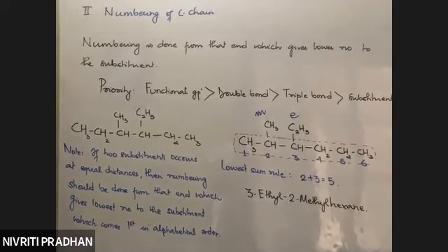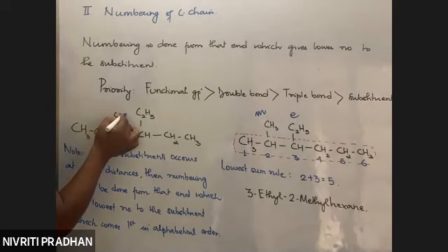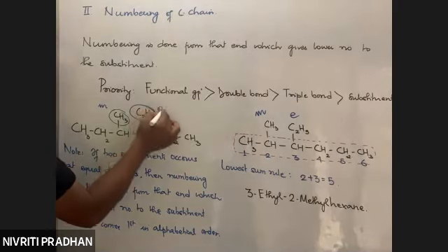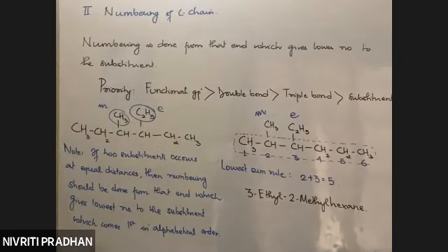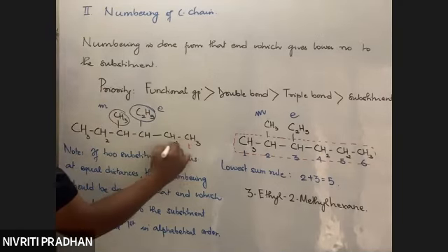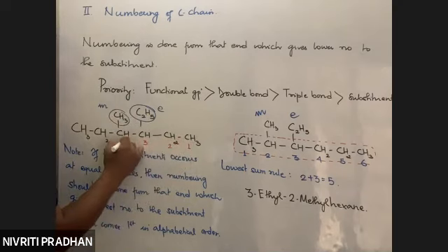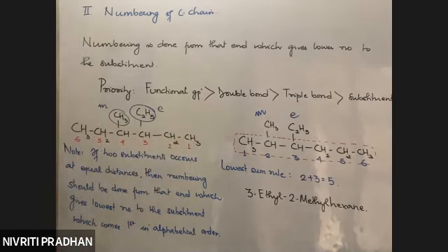Okay, fine. So this is a peculiar case. This substituent starts with M and this substituent starts with E. So if two substituents occur at equal distances, the numbering is to be done from that end which gives the lowest number to the substituent which comes first in the alphabetical order. Which comes first, ethyl or methyl? Ethyl. So the lowest number should be given to ethyl. So obviously we should number from this end: 1, 2, 3, 4, 5, 6.